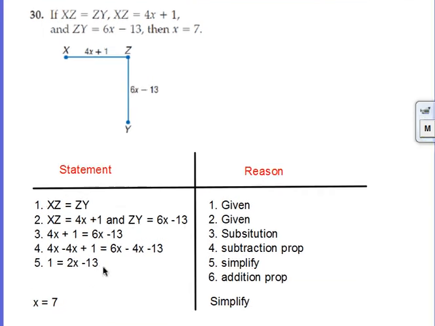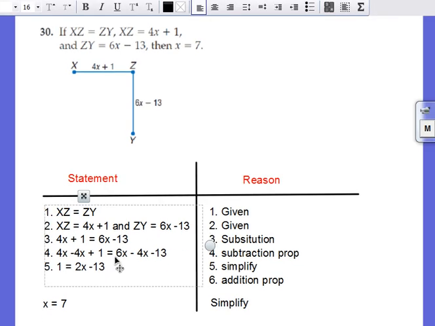So I'm just going to add 13 to both sides. Again, the algebra part you should know how to do. The only thing that might be new is the reason part, so that's what you need to pay attention to, for those that already know how to solve, which I would assume is pretty much all of you. And then here we're just simplifying, and all we have left on the right side is 2x.